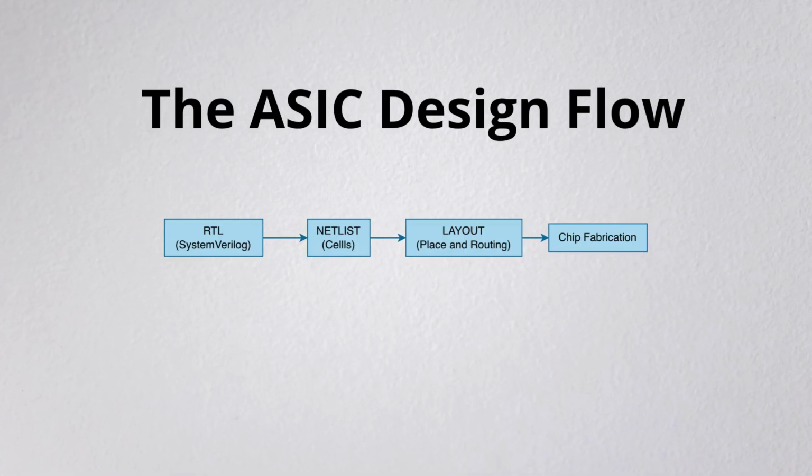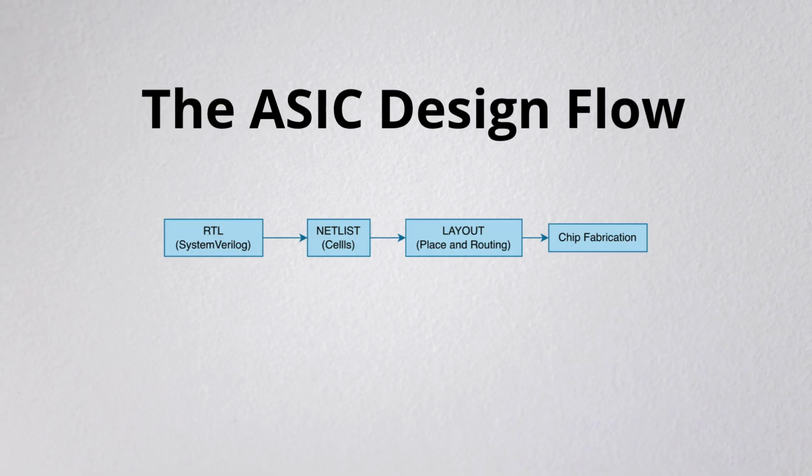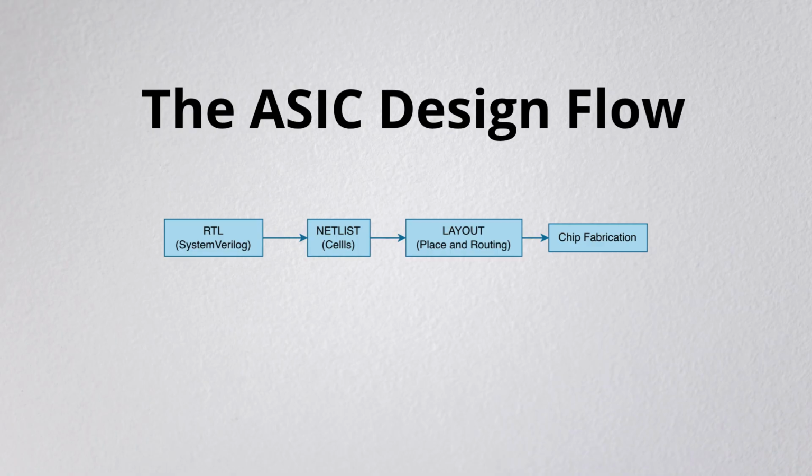The ASIC design flow. Now, let's zoom out and see where RTL fits in the full ASIC design flow. It all starts with RTL, the SystemVerilog code we just talked about. From the RTL, a tool called a synthesizer takes your code and converts it to a netlist. A netlist is a description of actual logic gates and how they are connected: AND gates, flip-flops, multiplexers.